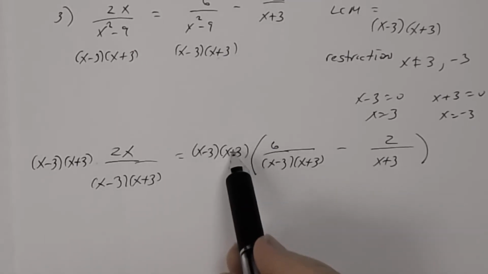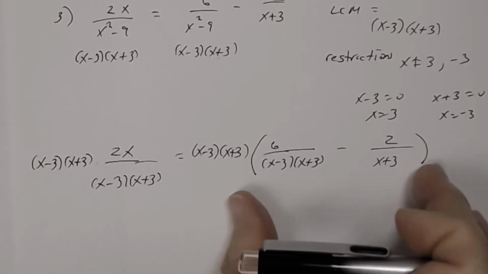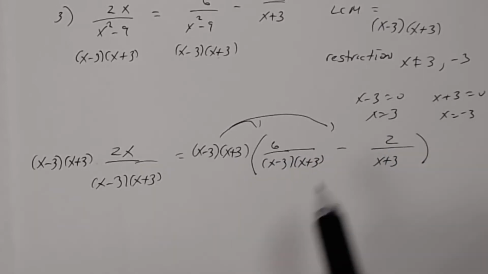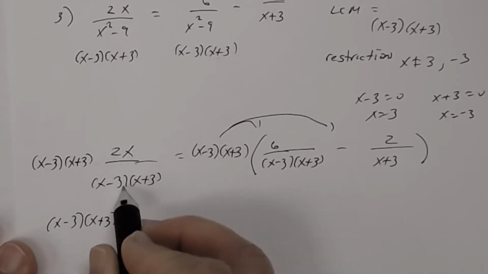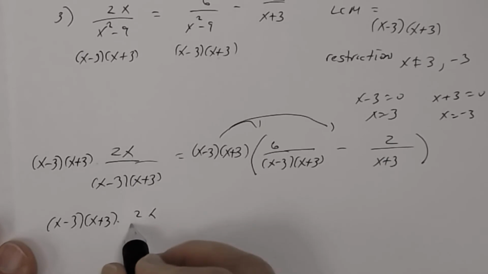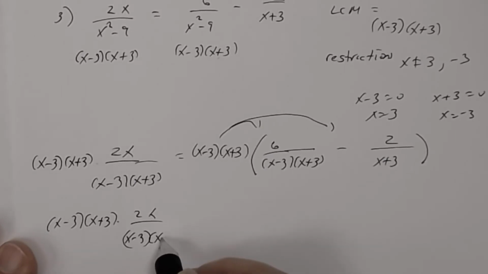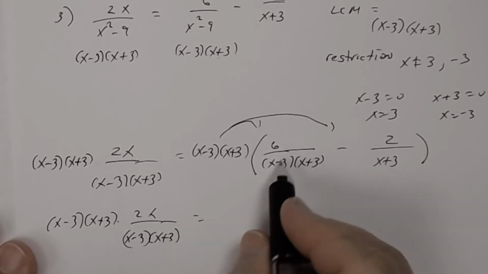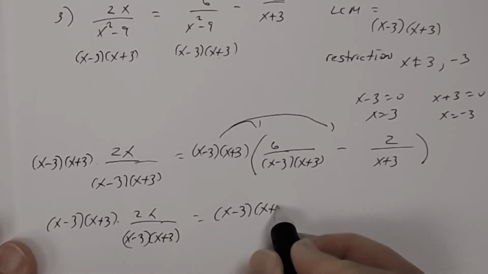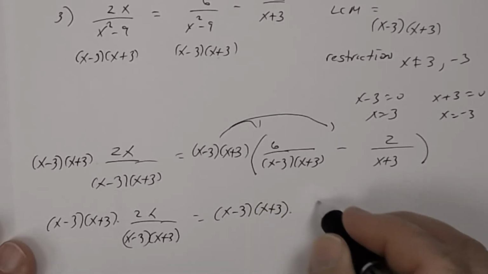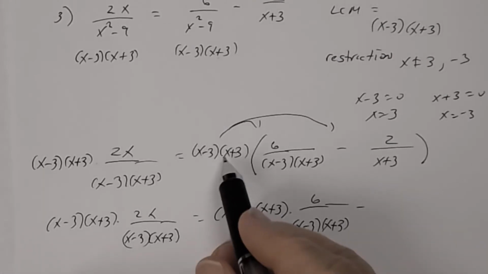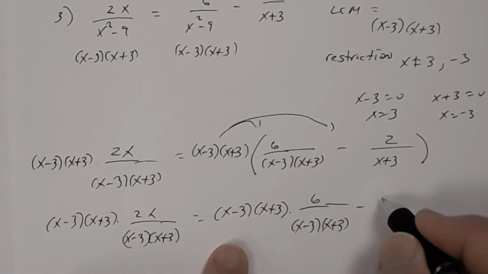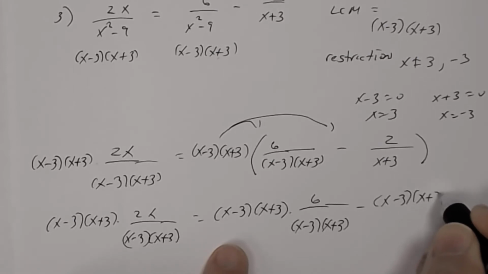All right? Now, remember, just like before, you're going to distribute and combine like terms. So I'm going to go ahead and distribute this side right here. I'm going to leave this alone for right now. So x minus 3, x plus 3 times 2x divided by x minus 3, x plus 3. Equal, and then distribute here, x minus 3, x plus 3 times the first rational expression, just like this, minus, and then the least common multiple times the second rational expression, x minus 3, x plus 3 times 2 divided by x plus 3, just like this.